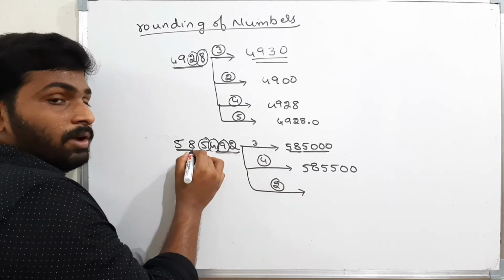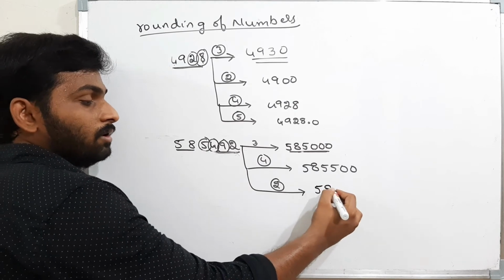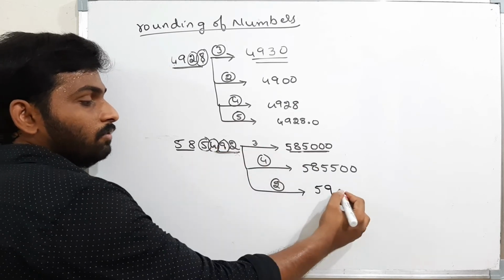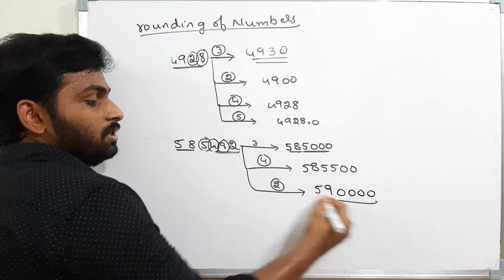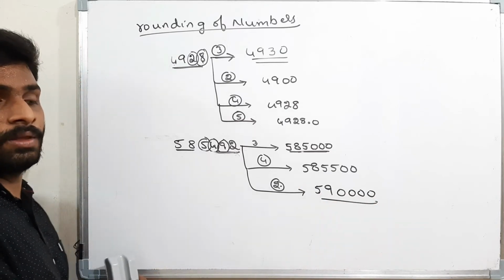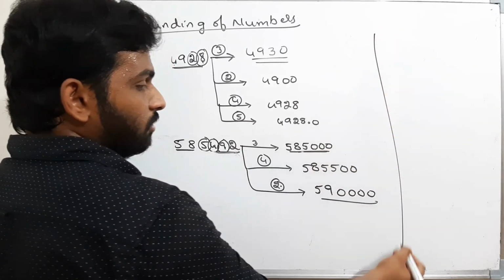Therefore, if I add plus 1 to 8, it becomes 9. Therefore, 5, 9, how many zeros? 1, 2, 3, 4. Therefore, 4 zeros, which has two significant figures. Okay, now we'll see the last example for rounding.